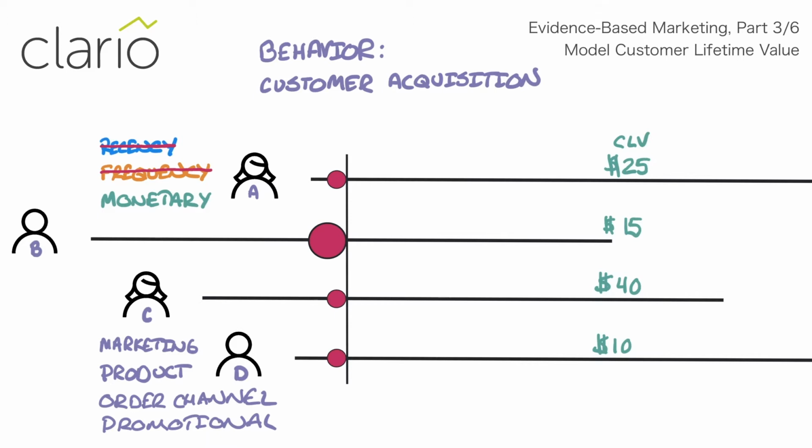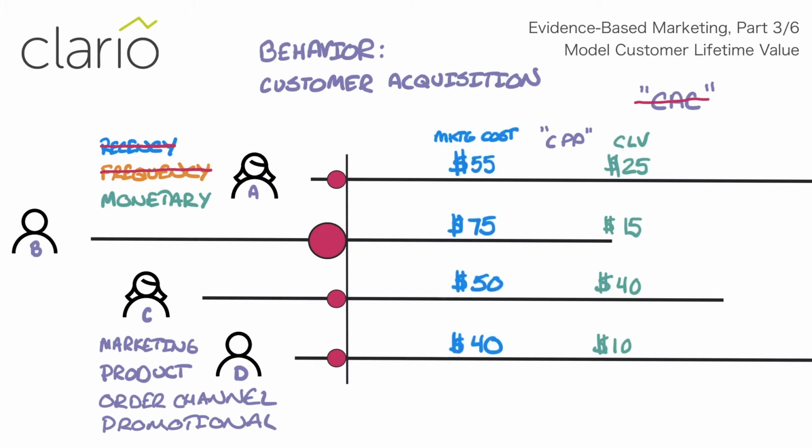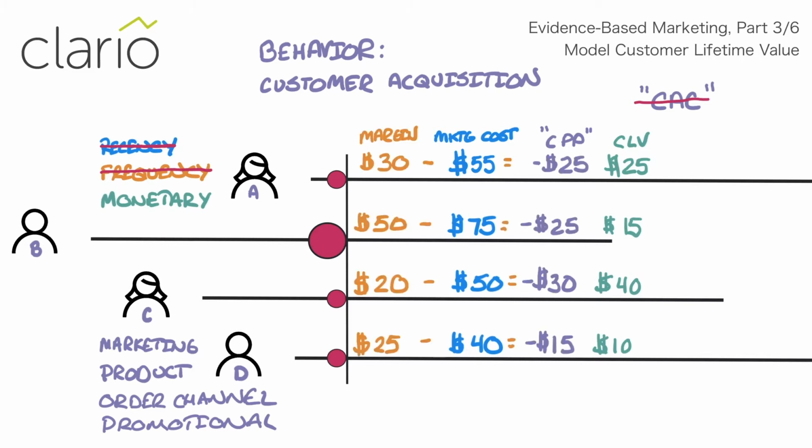For the other side of this equation, we want to understand the cost of acquiring this customer. Instead of thinking of CAC, or customer acquisition cost, in the traditional sense, at Clario we like to think of contribution per purchase, or CPP. CPP basically says, let's add up all the costs of the attributed marketing events that led to this customer's acquisition purchase, but then we're going to net these out of the margin generated on their first purchase.